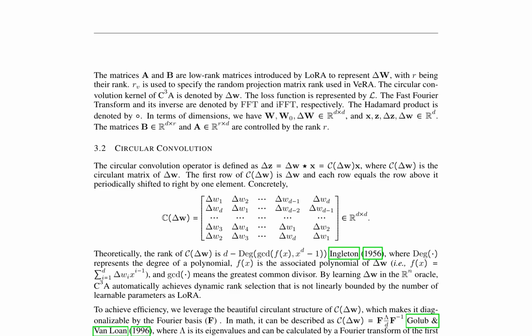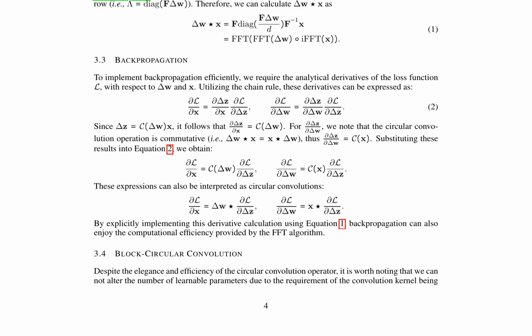In the context of neural network training, backpropagation is an essential component. To efficiently implement backpropagation, the derivatives of the loss function L with respect to delta W and X are required. These derivatives are expressed using the chain rule and involve the circular convolution operator. By leveraging the diagonalizability of the circulant matrix C(delta W) in the Fourier basis, the derivatives can be calculated efficiently using the fast Fourier transform, FFT, algorithm.